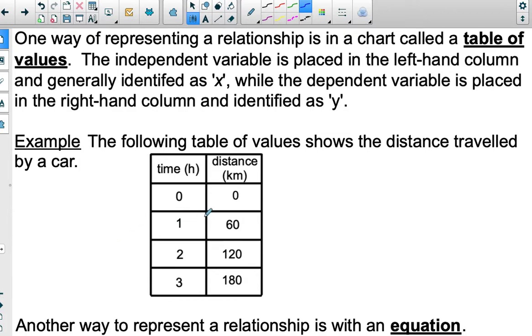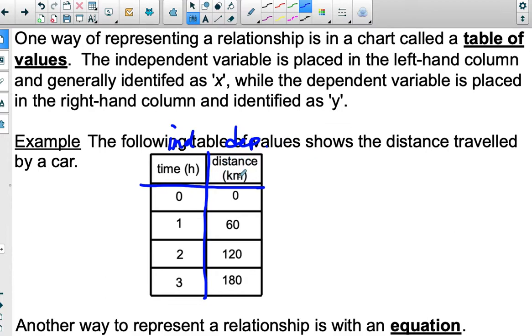Now, one way of representing a relationship is in a t-chart, or otherwise known as a table of values. We often call it a t-chart because you can see there's a t. And the independent variable we usually put on the left side. Oops, my bad, sorry, the independent. I said it right, but I wrote it wrong. So the independent is usually on the left side and the dependent on the right side.